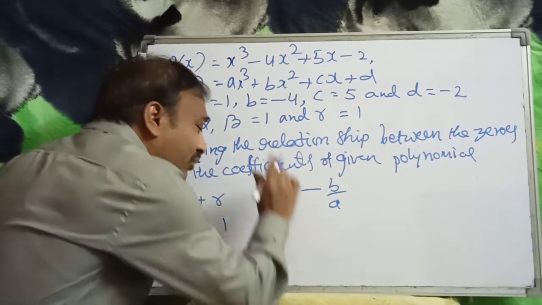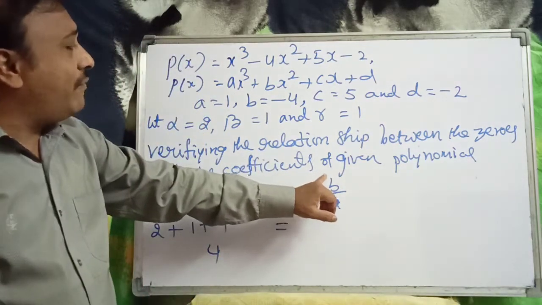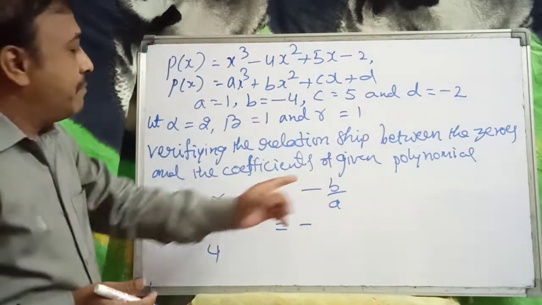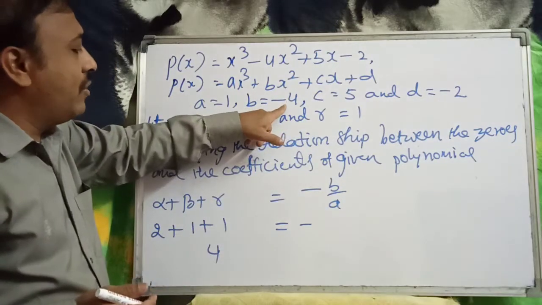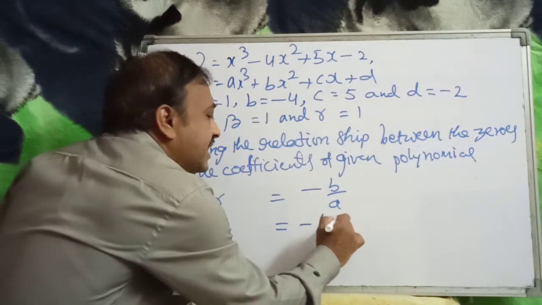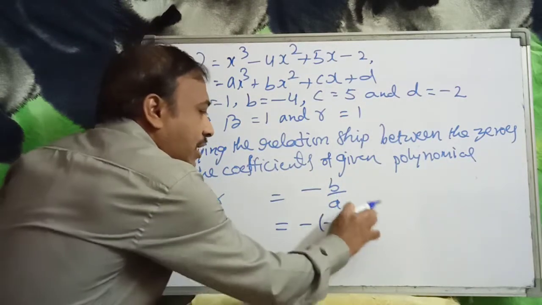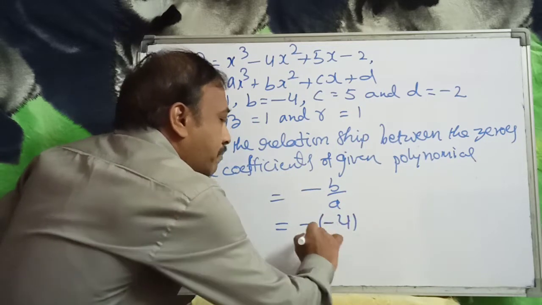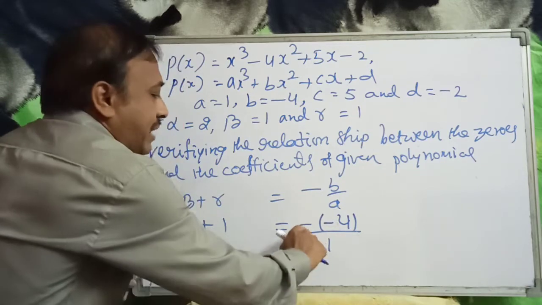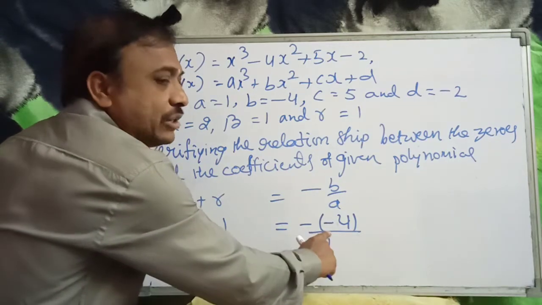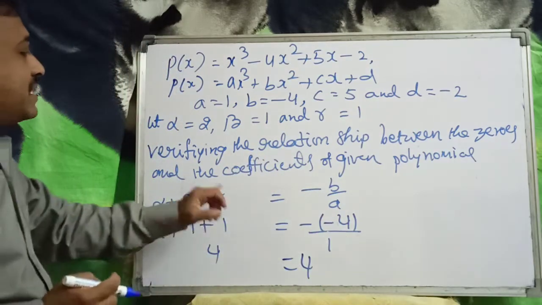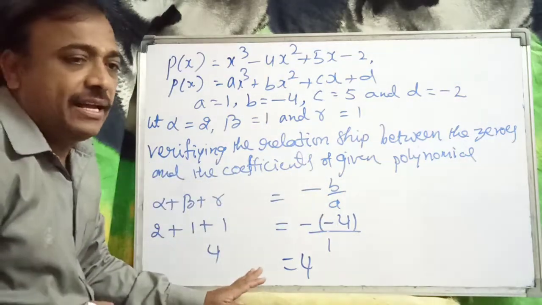Now this should be equal to minus b by a. Here you have minus for the formula and the b value is minus 4. So minus of minus 4 by the a value, the coefficient of x cube, is 1. Minus into minus is plus, so 4 by 1 is nothing but 4. So alpha plus beta plus gamma is equal to minus b by a.